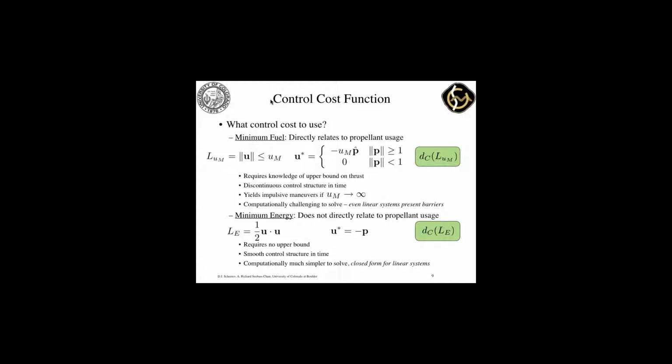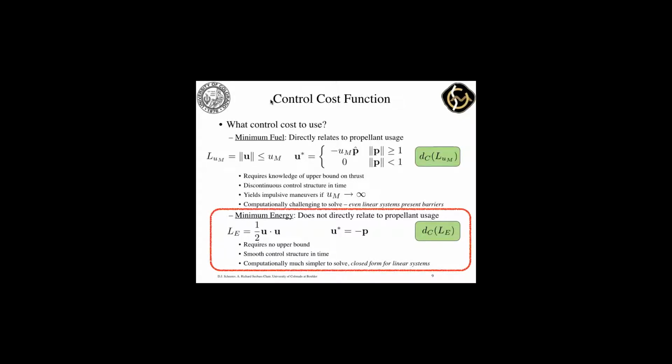We also have some choice as to what control cost function we use. There's actually two very popular ones. For spacecraft mission design, we often use the minimum fuel metric, which in simplified form is just the norm of the control acceleration, the magnitude of the control acceleration. The other one that's often used is the minimum energy or the quadratic cost function. This one in some ways is more realistic, but it gives us a discontinuous control structure in time and gives us impulsive maneuvers if we allow it to. And it's computationally very challenging to solve.